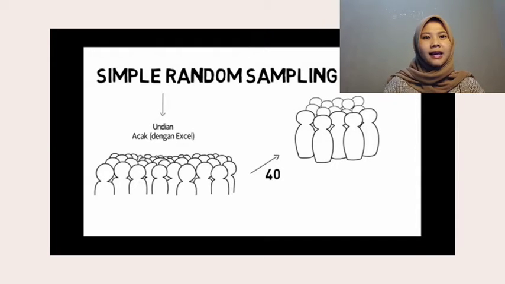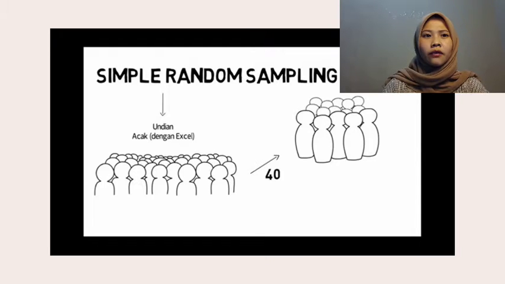We will analyze the population of Islamic banking students, for example from IAIN Cirebon. For example, here there are 100 students, so a list of 100 students will be made. Then we will choose 40 out of 100 students using a lottery, or they can be randomized using Excel. This type of sampling is done randomly through simple methods such as lottery or using a random number approach.